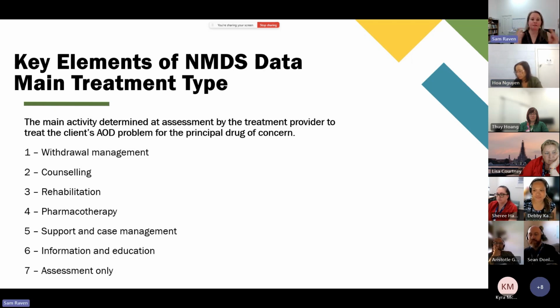Okay. Yeah, so for that particular treatment episode, what it would look like is, client came to us for methamphetamine, here's all their data. The main treatment type was counselling. The secondary treatment types might have been assessment. Does that make sense? Yeah.